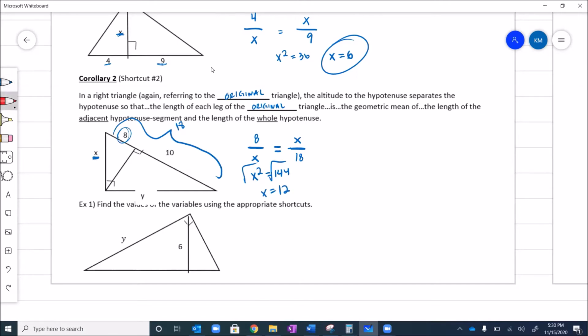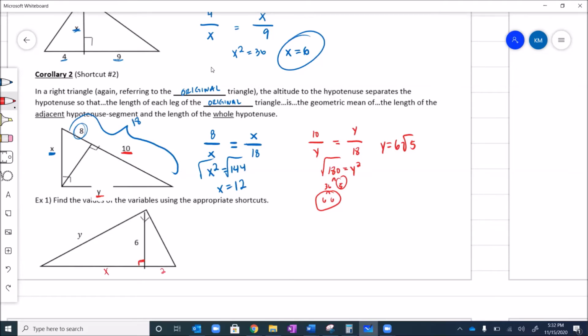We can do that same thing for y. Y should be the geometric mean between the side it's closest to, 10, and the entire hypotenuse, which is still 18. So 10 times 18 gives us 180. Y squared is 180, which is 36 times 5, and that's 6 radical 5. So we have y equals 6 radical 5.